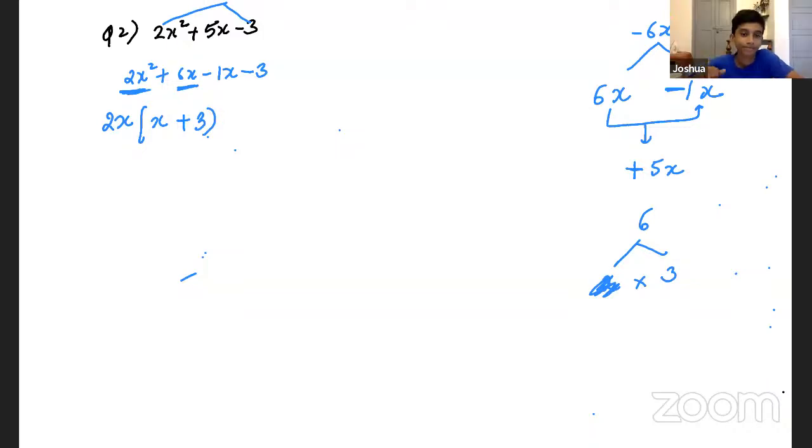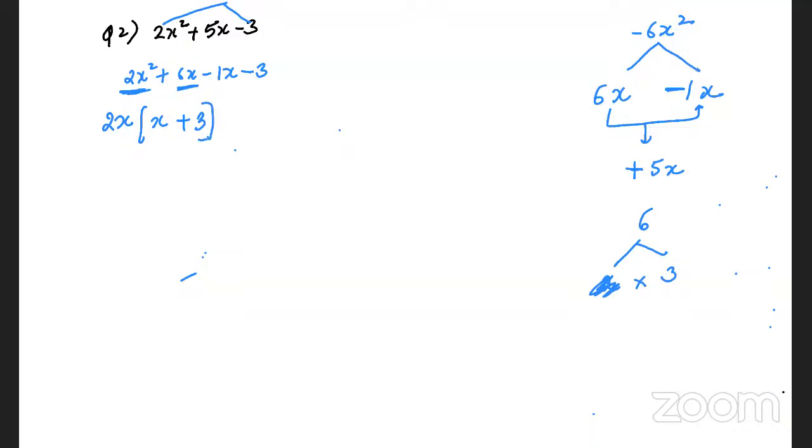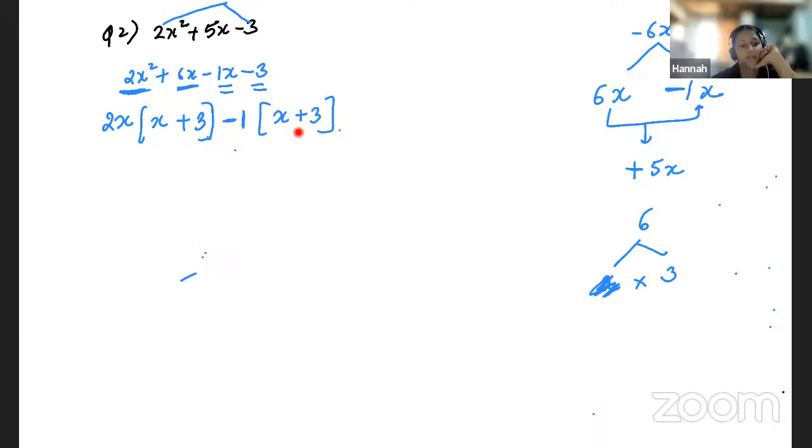Now there is no common in the third and the fourth term. So I will write minus 1. Why? Because if I take minus as a common sign, the plus term will become minus and the minus term will become plus. So it will become like this: x plus 3. Both the minus terms are there, so it will become plus. Understood?